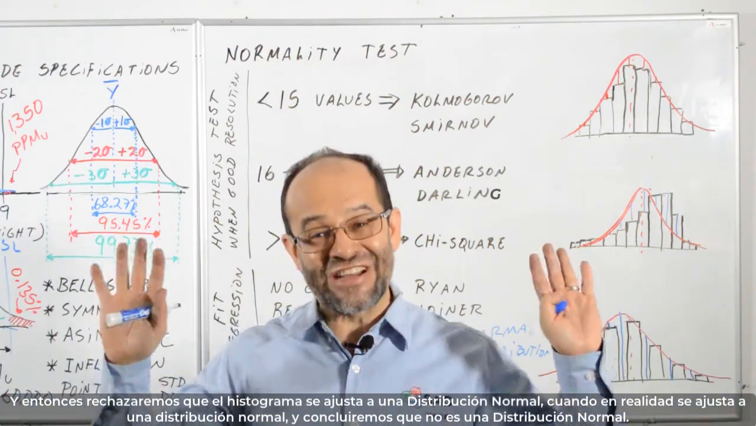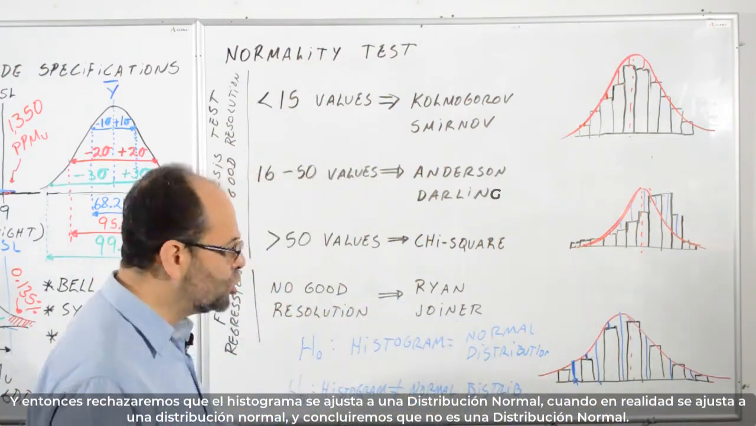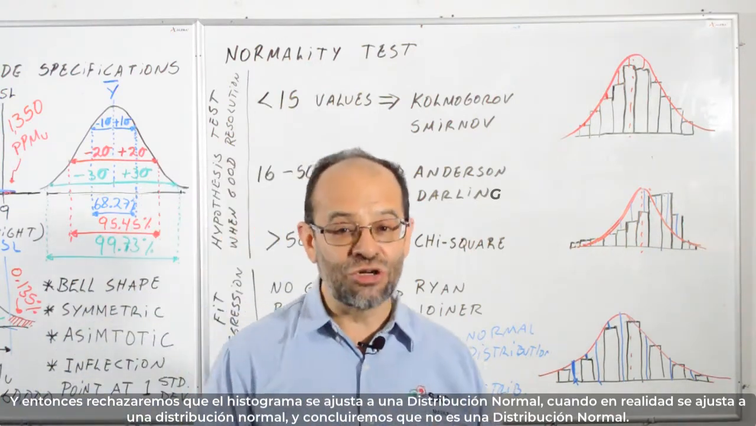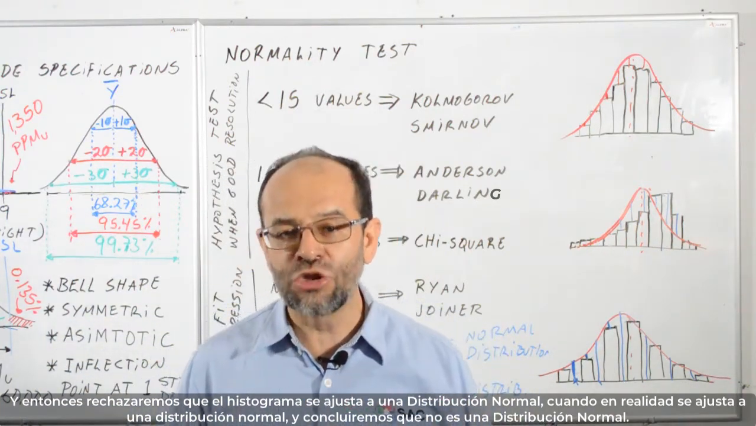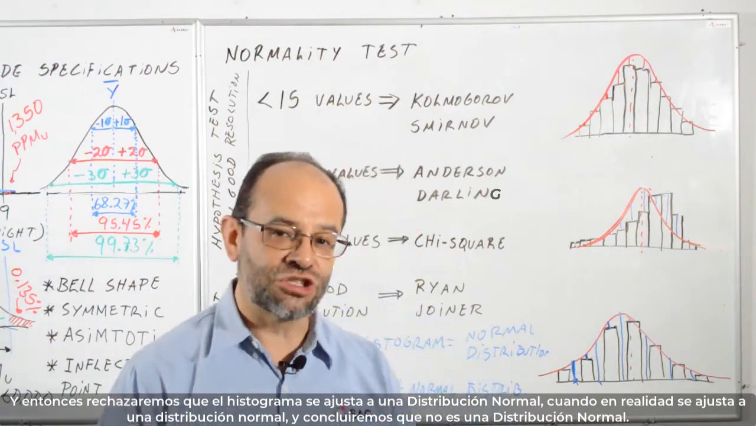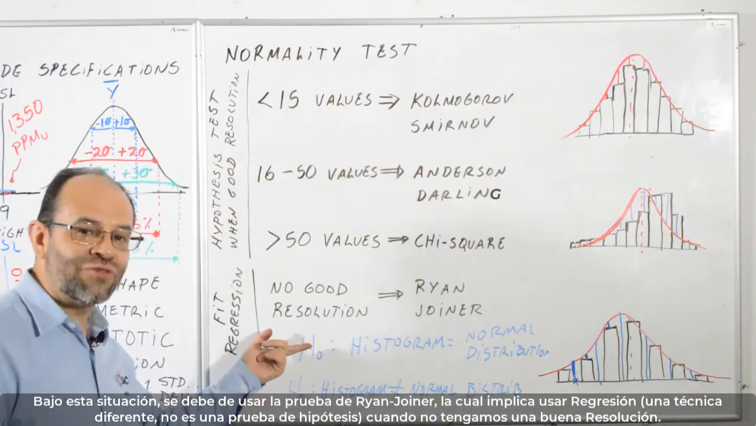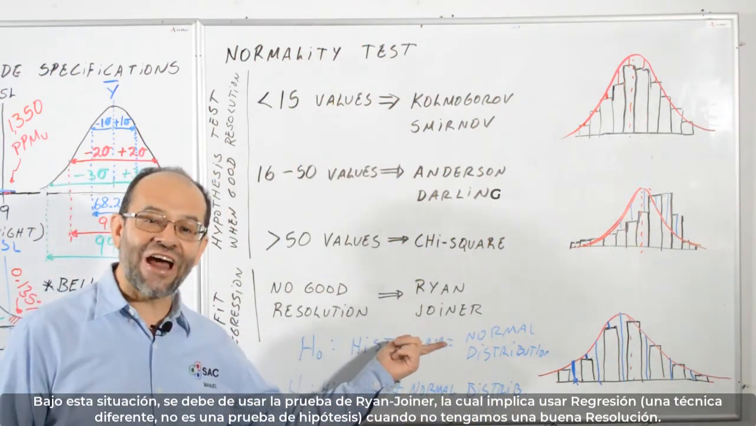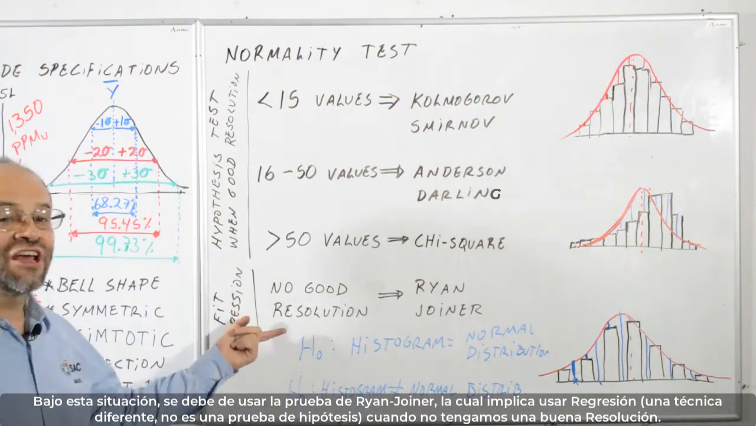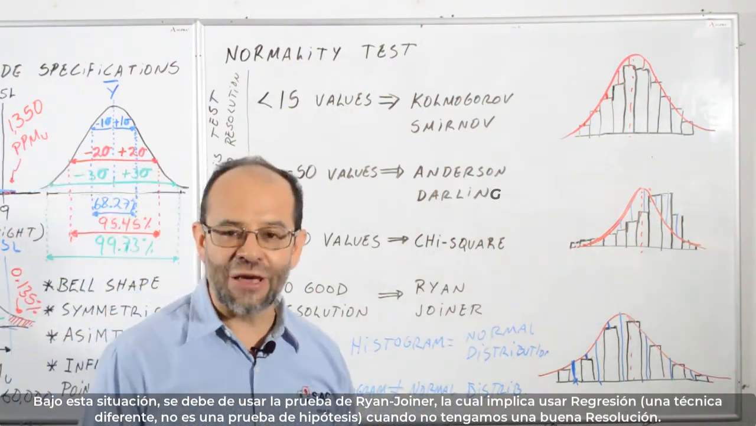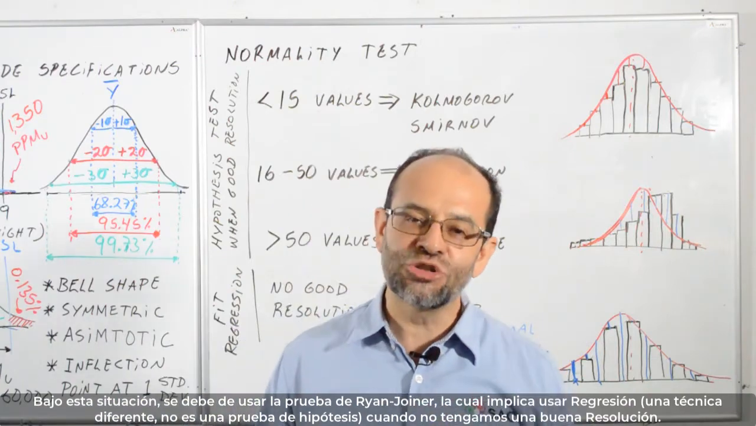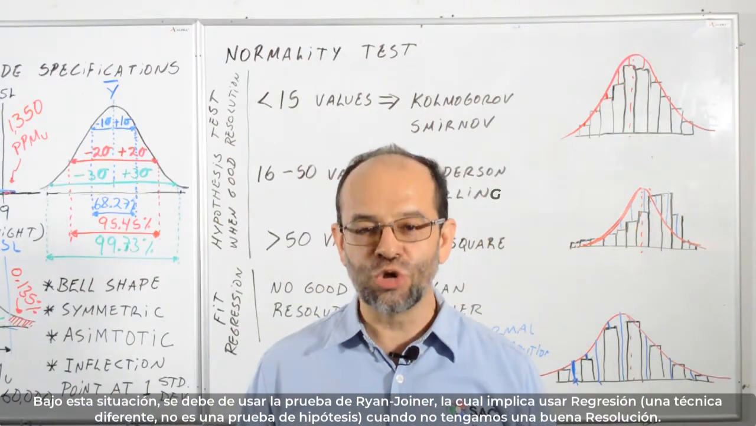and then you will reject that it's a normal distribution, and in reality it is a normal distribution, but you will conclude that it's not. Under that situation, you have to use Ryan-Joiner, which uses regression, a different technique, not hypothesis testing, and that's the test to use when you are not having a good resolution.